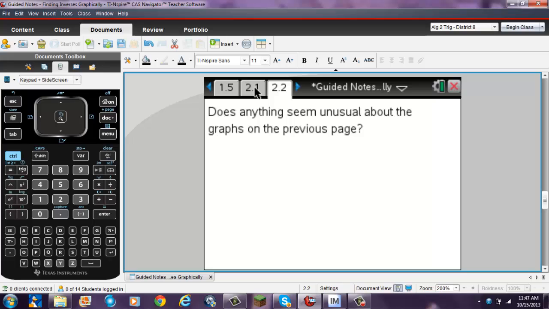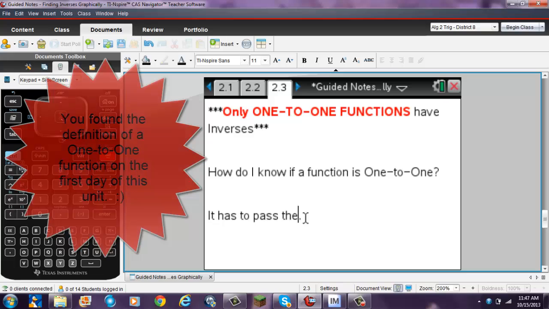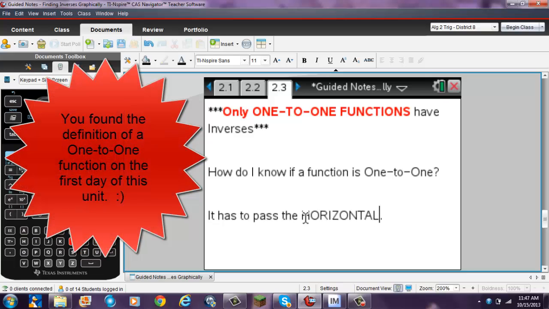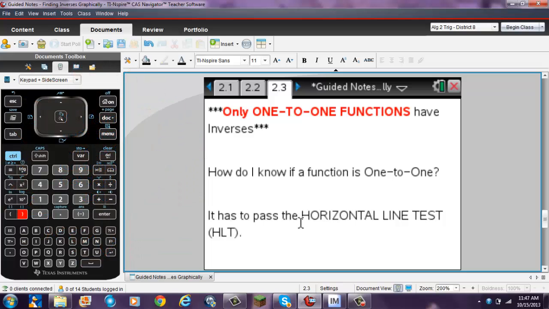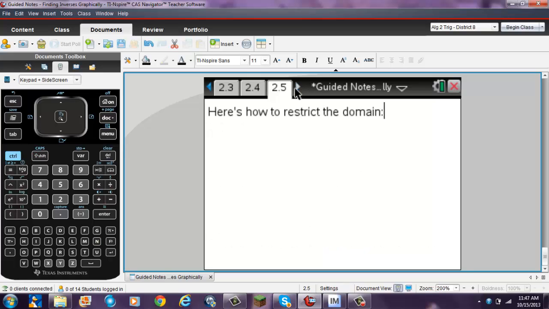If you go to page 2-3, the very important concept is that only one-to-one functions have inverses. You got the definition for one-to-one functions on the first day of the unit. You know the graph of a function is one-to-one because it passes the horizontal line test, the HLT. So that x minus 1 all squared plus 4 is not one-to-one. If you go back and look at that graph, a horizontal line touches it in 2 spots most of the time. So we only want to look at part of the graph, and that's called restricting the domain.